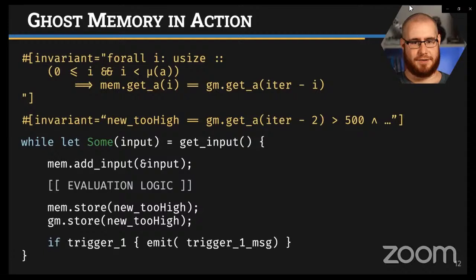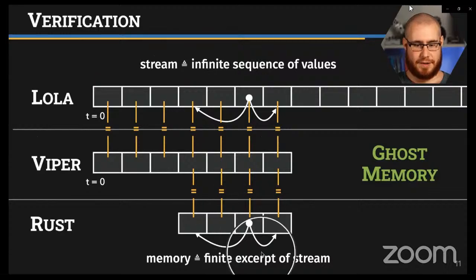Now for each of these values in this finite excerpt, we show that the memory, that is the memory we have access to in Rust, is the same as the value in the ghost memory. So this is the first thing we show, and this allows us to prove that the values down here are the same as the ones over here.